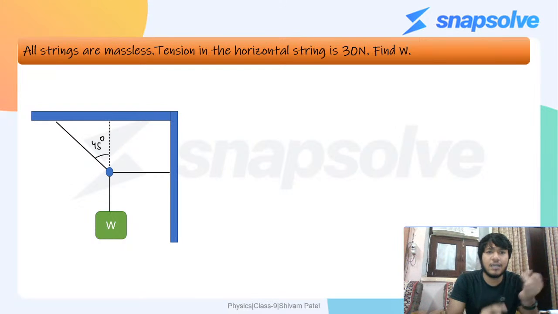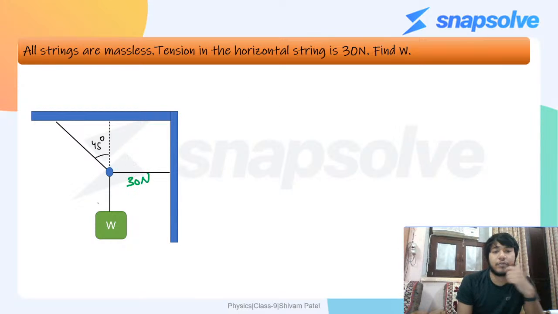Right? You'll learn so many different things in that. Now see in this question, what is the question telling? That the tension in the horizontal string is 30 Newton. So this is the horizontal string. Tension is 30 Newton, right? And we have to find W if this angle is 45.